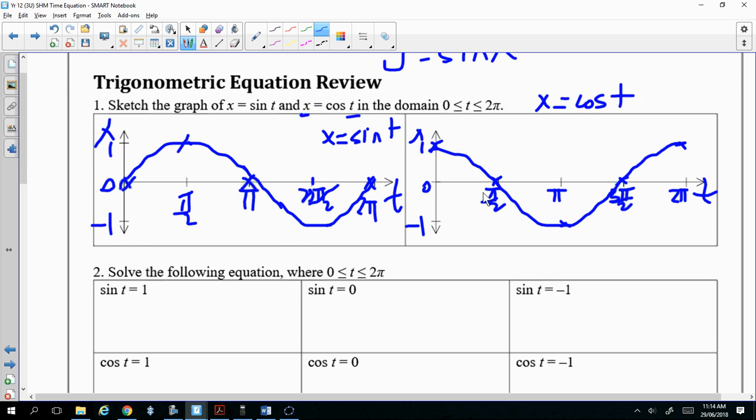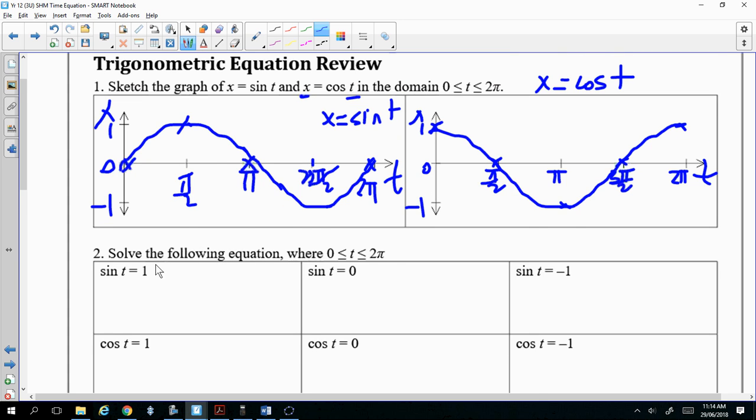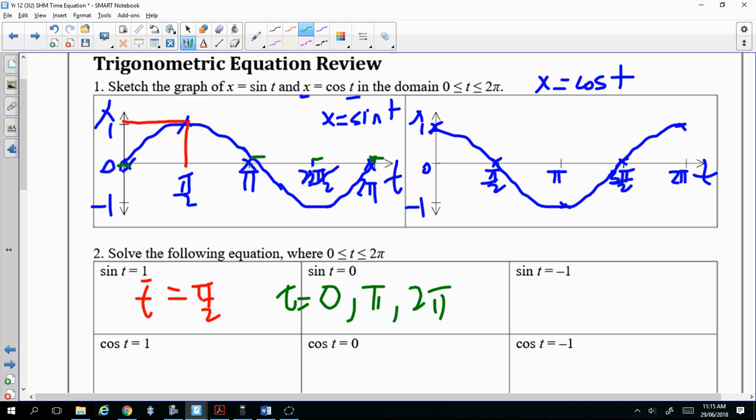Solve the following equation. Whenever the equation is 1 or -1 or 0, the answer will be on the graph, which is the boundary angle. So sine t equal to 1, that's when t equals pi over 2. You can just read it off the graph. Sine t is 0 here, here, here, here, so you write 0, pi, 2 pi. Sine t is -1 at 3 pi over 2. So these are the times, and do the same with cos using the graph.